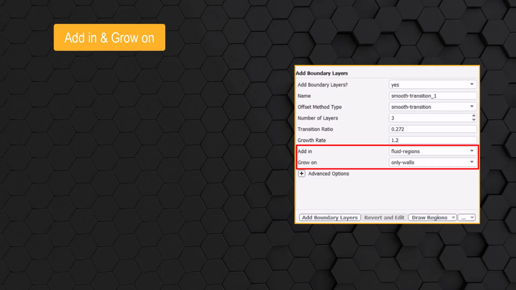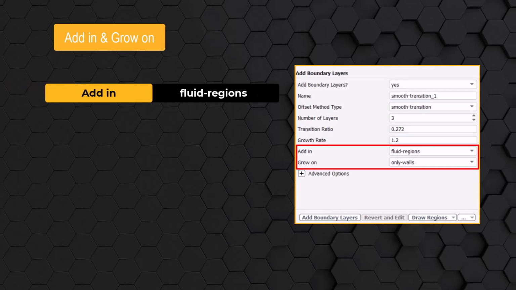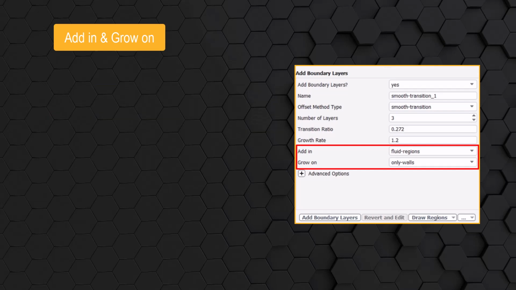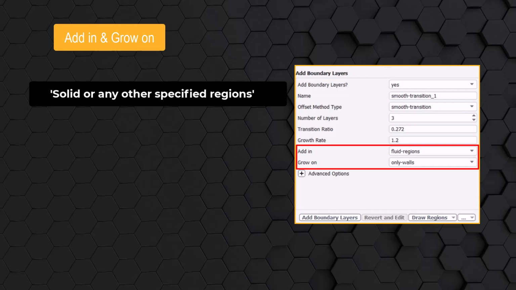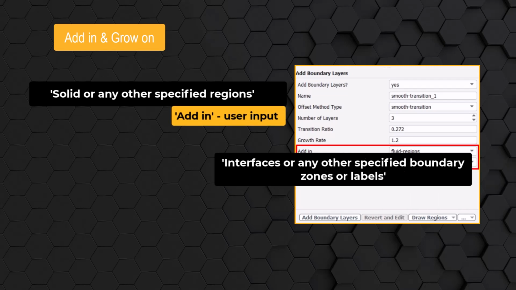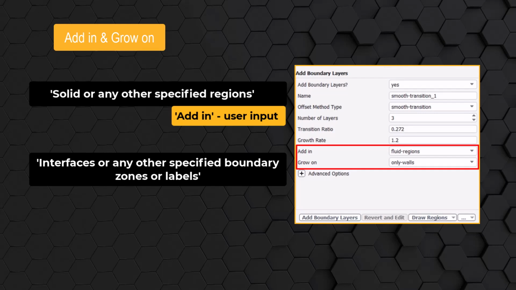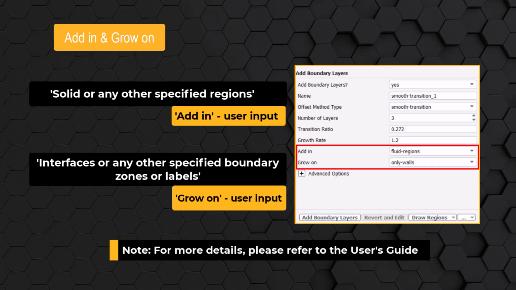By default, Add In is set to fluid regions and Grow On is set to only walls. However, boundary layers can also be added in the solid regions or any other specified regions as required by making appropriate selections under the add-in user input, and can also be added to interfaces or other specified boundary zones or labels by making appropriate selections under the Grow On user input. Additionally, there are 2 advanced options which can be left to their default for most of the cases. For further details, please refer to the user's guide.